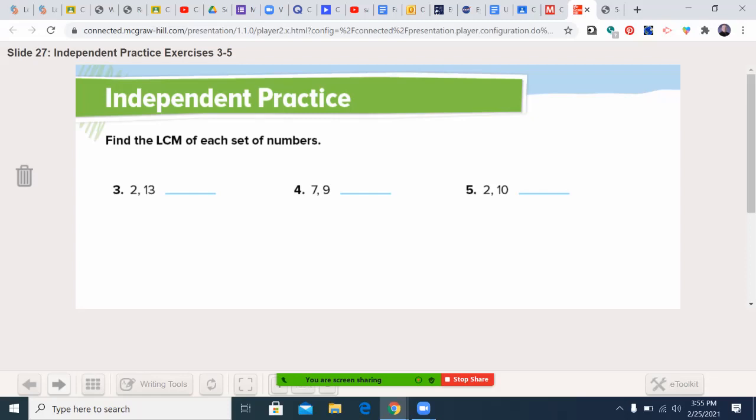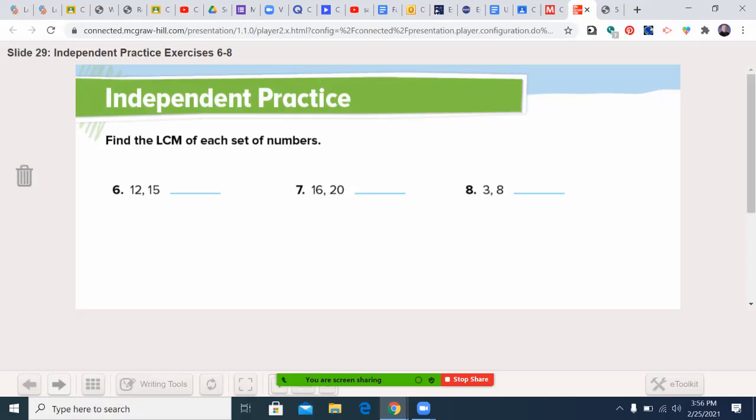Welcome back. Let's see how you did. 2 and 13, 26. 13 times 1 is 13. 13 times 2 is 26, and 2 goes into 26. 7 and 9, that's a tougher one. It went all the way to 63. Notice that 7 times 9 is 63, and 2 times 13 is 26. Those are both examples where by multiplying them together, they ended up also being the least common multiple. 2 and 10, 2 goes into 10 5 times, so 10 is the least common multiple.